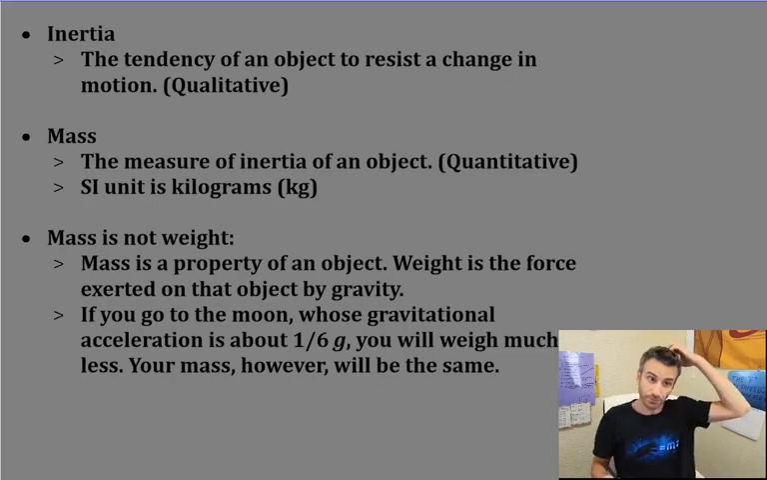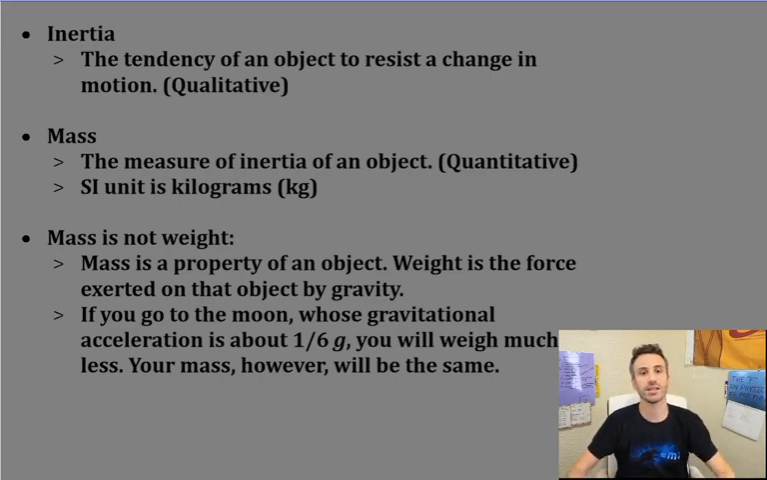So, firstly, inertia. Inertia is the tendency of an object to resist a change in motion. It is a qualitative description of essentially mass. Mass is the measure of inertia of an object. It's a quantitative number. And the SI unit for mass is kilograms. There are no units for inertia, well, kind of, because inertia is more of a descriptive thing. If there were units for inertia, it would be kilograms, because inertia is pretty much the same thing as mass.